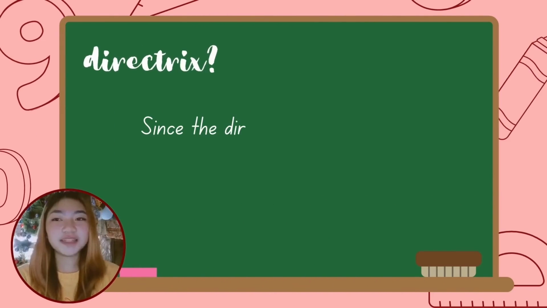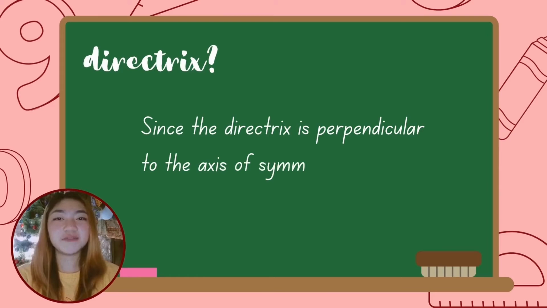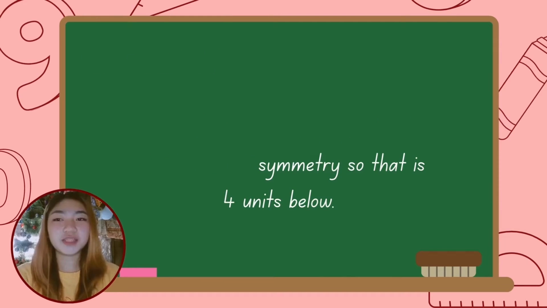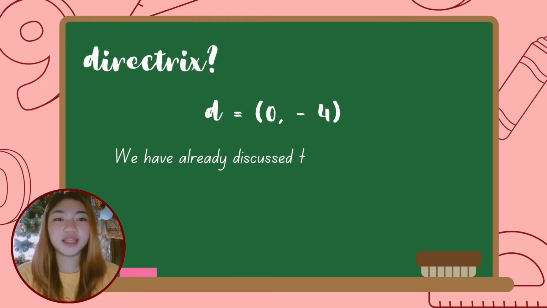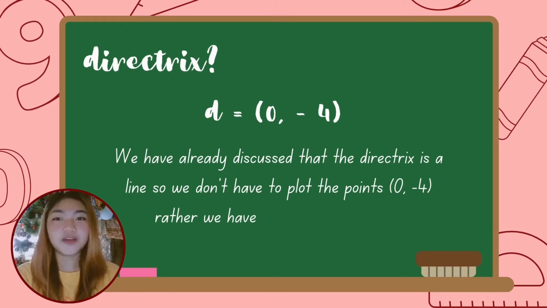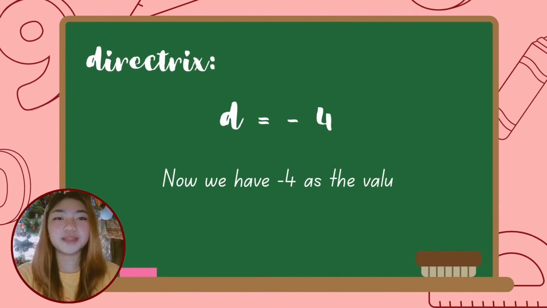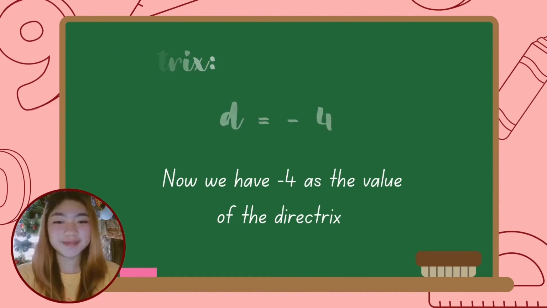Let us now find the directrix. Since the directrix is perpendicular to the axis of symmetry, that is 4 units below. Hence, our directrix is 0 and negative 4. We have already discussed that the directrix is a line, so we don't have to plot the point 0 and negative 4. Rather, we have to find the equation. Now, we have negative 4 as the value of the directrix.